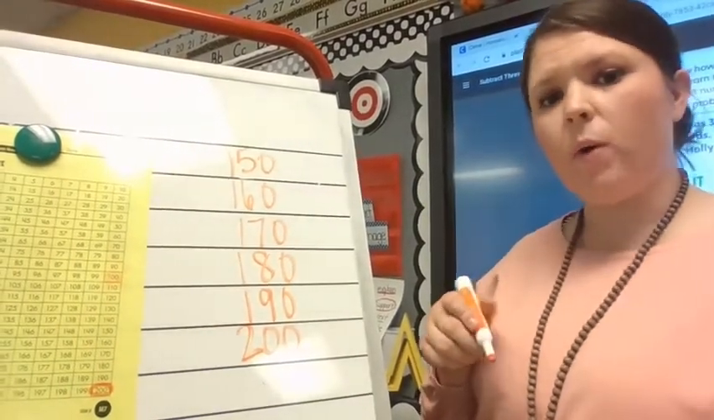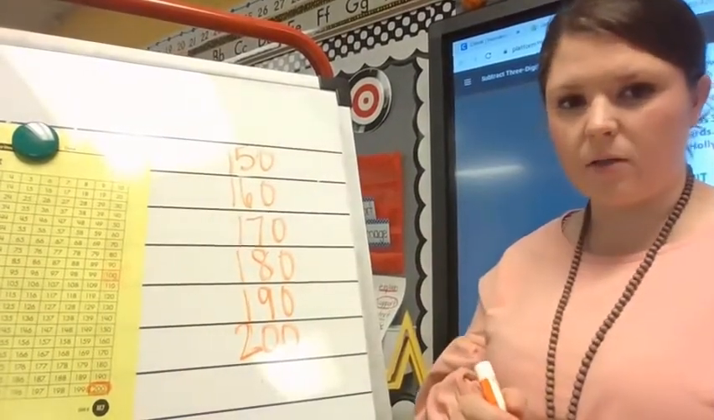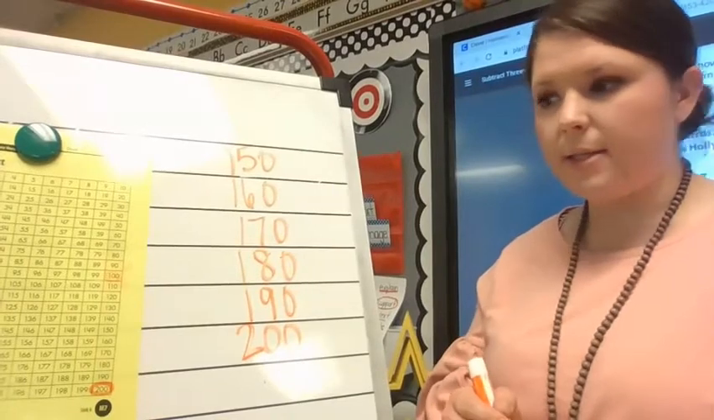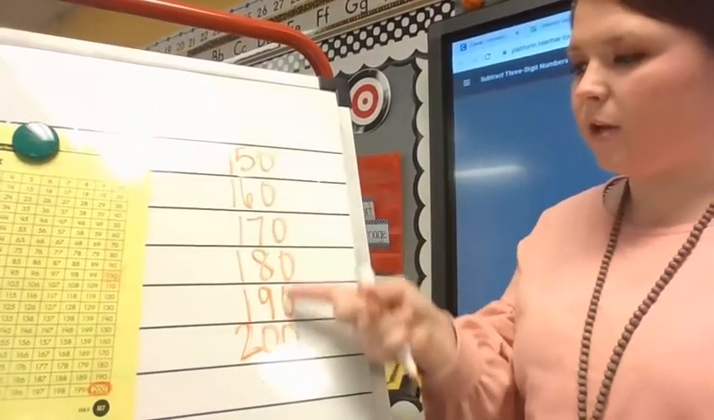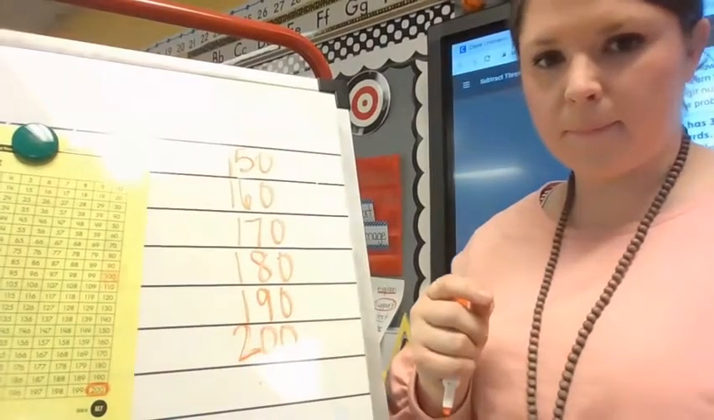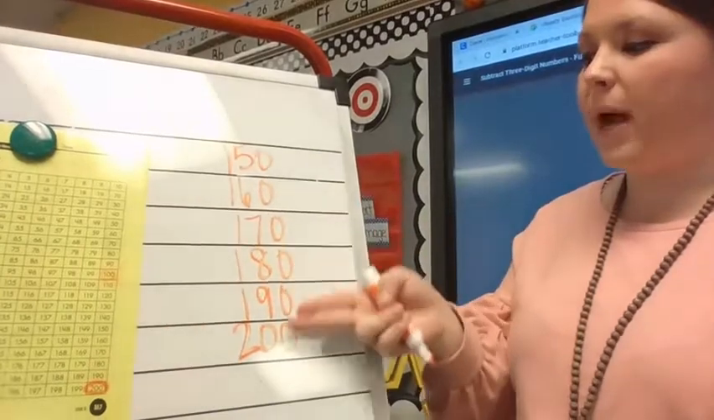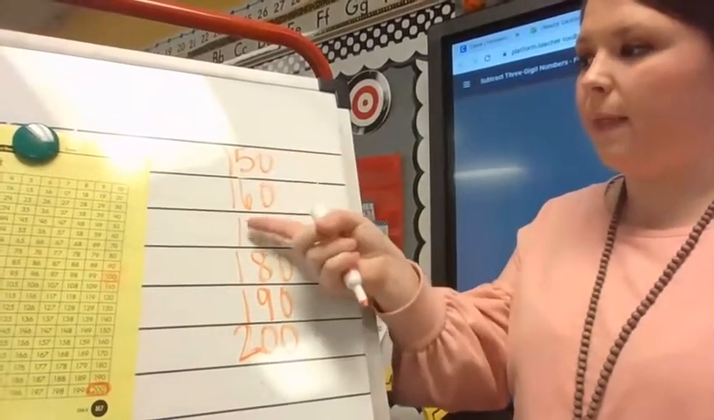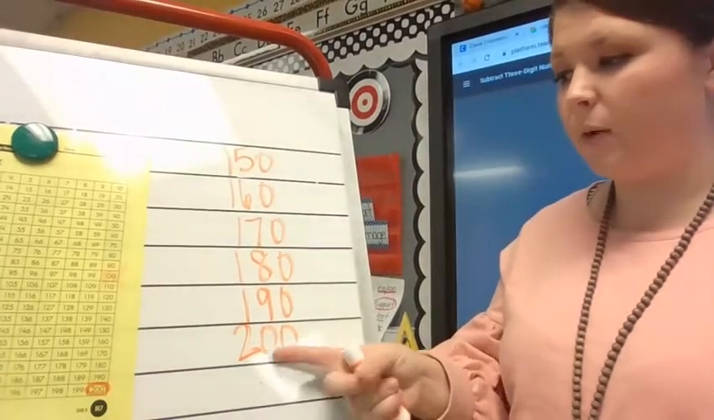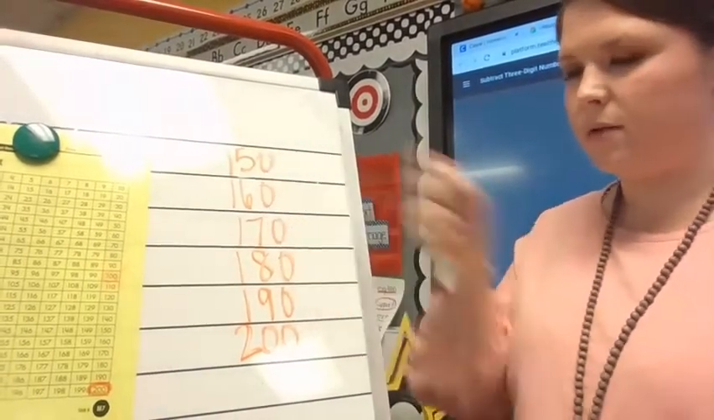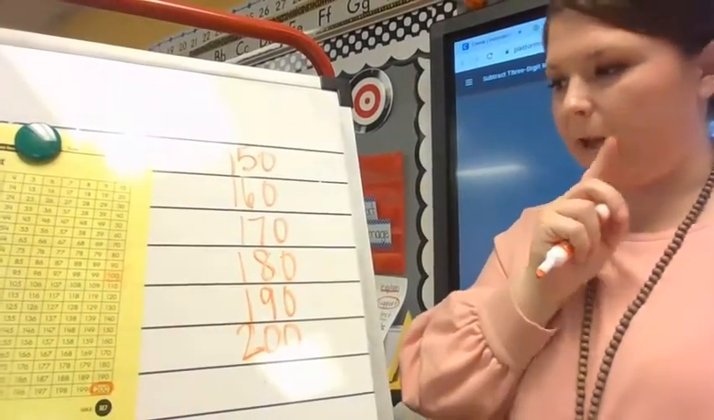Well, let's start with our ones place. What do you notice about the ones place in each of these numbers? They're all zeros, aren't they? What about the tens place? What are you noticing? Well, if we start at 150 and count forward by 10, we can notice that they're getting larger by 1 ten. But remember, we were counting backwards. So what's happening to our tens when we're counting backwards? They're getting smaller by 1 ten, aren't they?